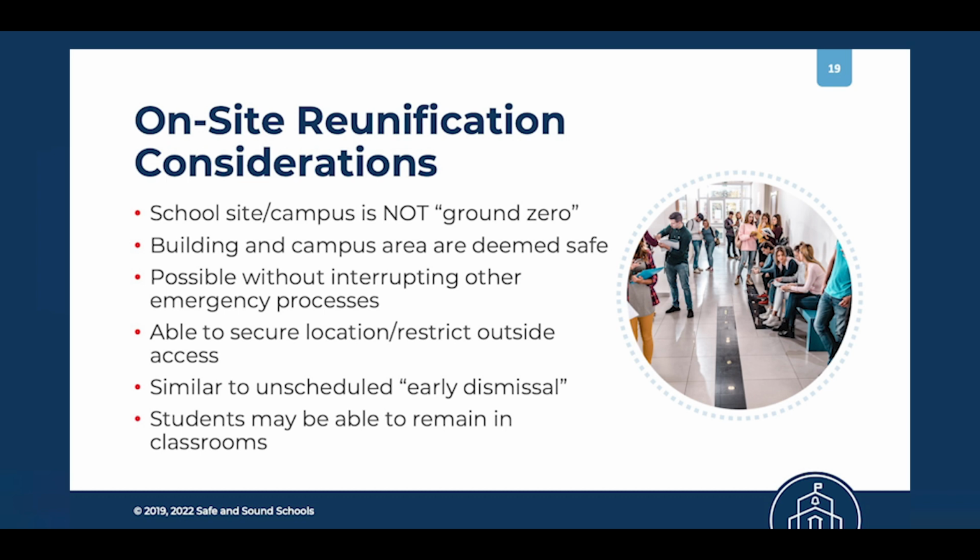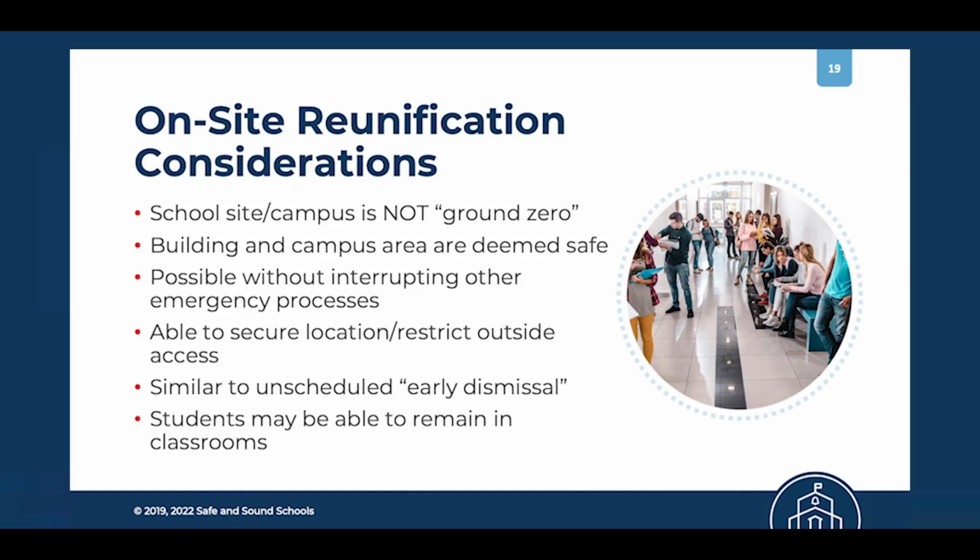So that's an example of a reunification that could take place on site where the school itself is a safe place. It is not ground zero for the crisis. So that building, that campus, they're deemed safe. And it is also possible to conduct this on-site reunification without interrupting other emergency processes. So there's no investigation happening, no crime has been committed on the school grounds, no incident has transpired or taken place. So we're not interrupting or potentially exposing children, teachers, and families to the work of our public safety or emergency responders.